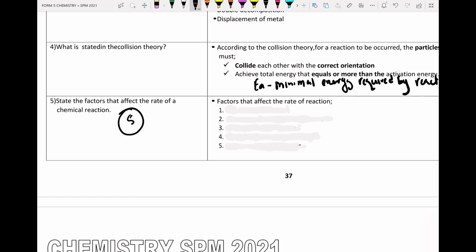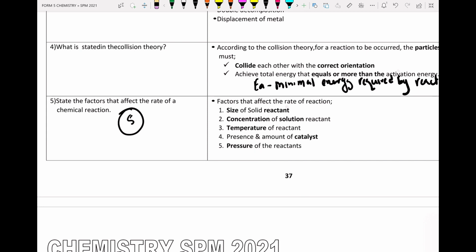We have a total of 5 factors. First one, size of solid reactant. Second one, concentration of the solution reactant. Third one, temperature. Fourth one will be presence and amount of catalyst. And the last one is pressure.